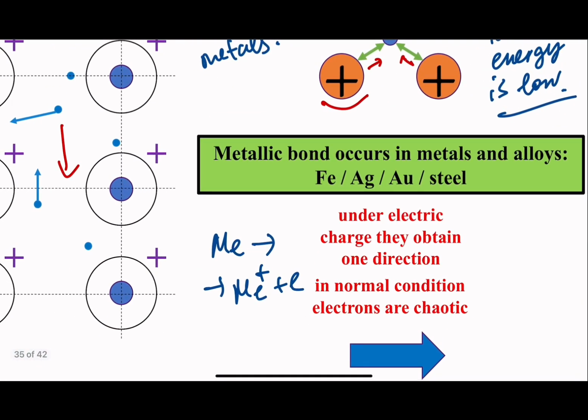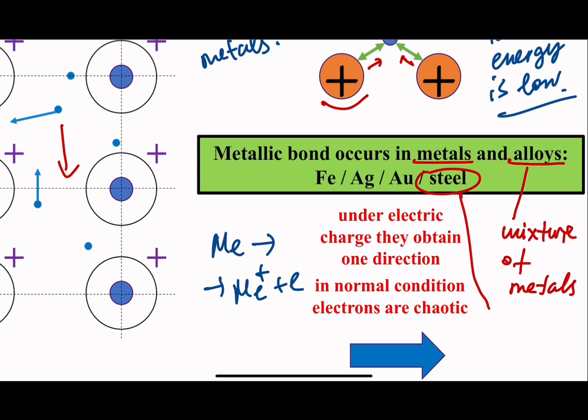Now, metals can have a metallic bond in a pure form, like metals, or in alloys. An alloy is a mixture of metals, such as steel. You know that steel is made of different metals. It's not just iron. It is made of different metals.